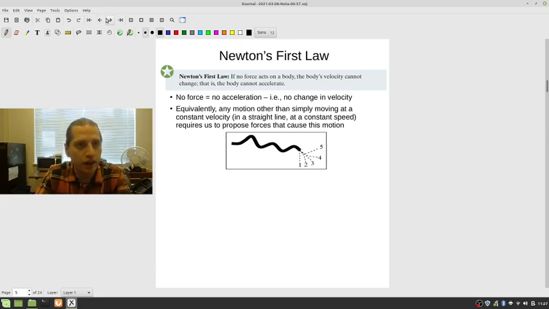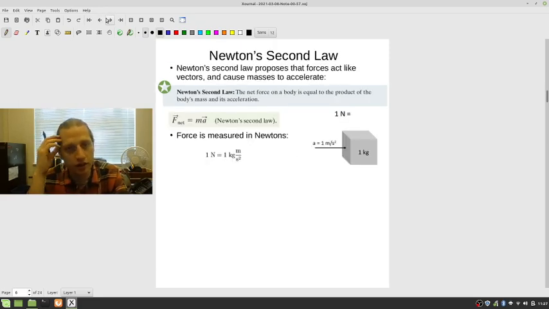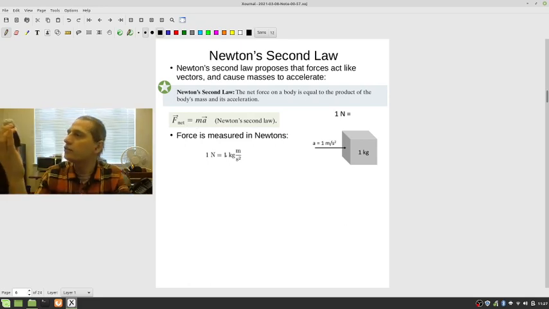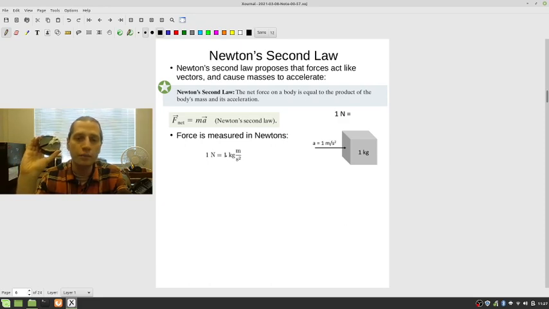Now, Newton's second law is what brings in the forces. Newton's second law proposes that forces act like vectors and cause masses to accelerate. The more mass that you have, the harder it is to get something to accelerate. So you can apply the same force to a small mass and get a big acceleration. If you apply that force to a larger mass, you're going to get a smaller acceleration. So that's what you could also say. The kilogram, here's my kilogram prop. It is about 2.2 pounds.